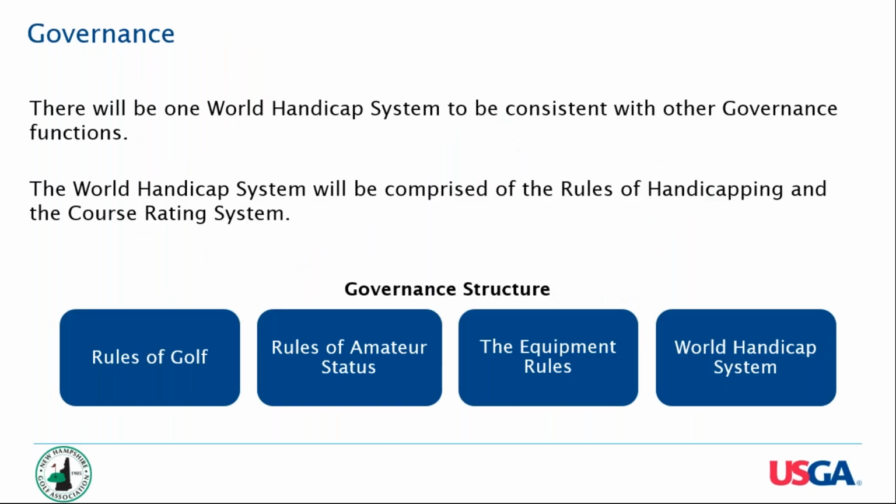All right, so the governance here: the World Handicap System is governed by the USGA and the R&A. The World Handicap System is essentially joining the rules of golf, rules of amateur status, and equipment rules. All 3 of those are the same across the world, and now the World Handicap System is joining that, which is really great for everybody.